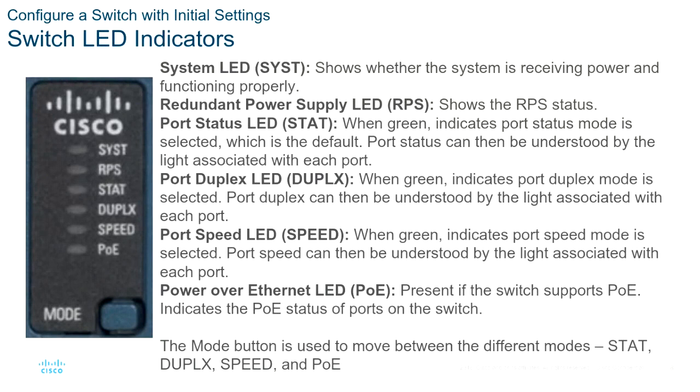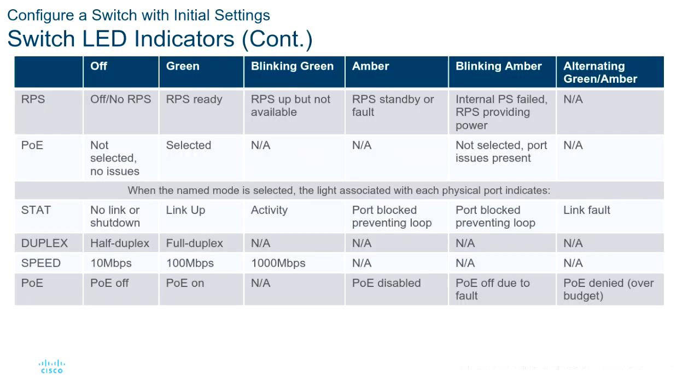In the commercial world, you would probably use power over Ethernet because you're probably using a voice over IP telephone system or surveillance cameras. The mode button is used to move between these various modes, and we will use this later when we do password recovery on a switch. If someone has forgotten the password and they need to get into the switch and reset the password, you have to hold the mode button down while performing some magic to be able to recover that.